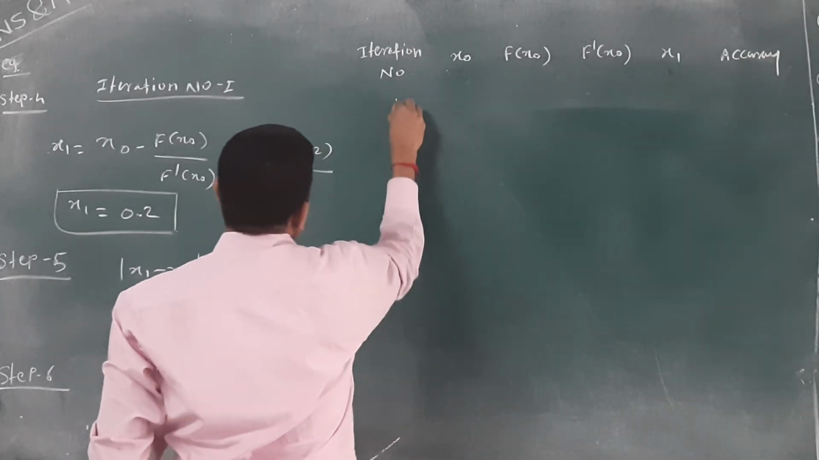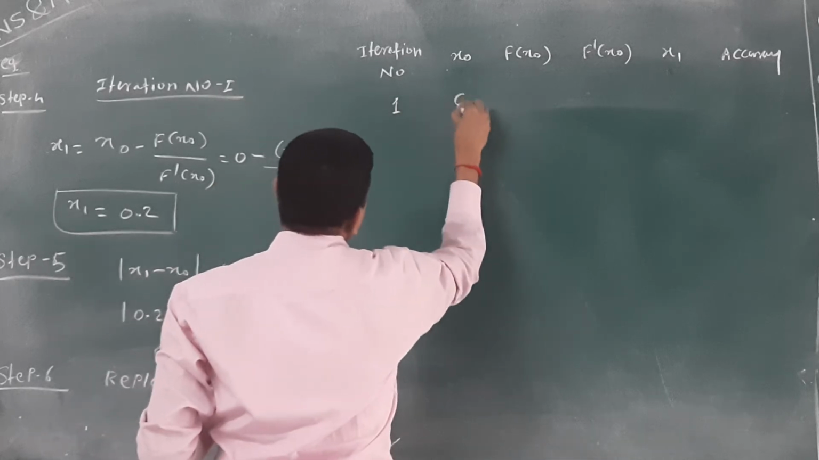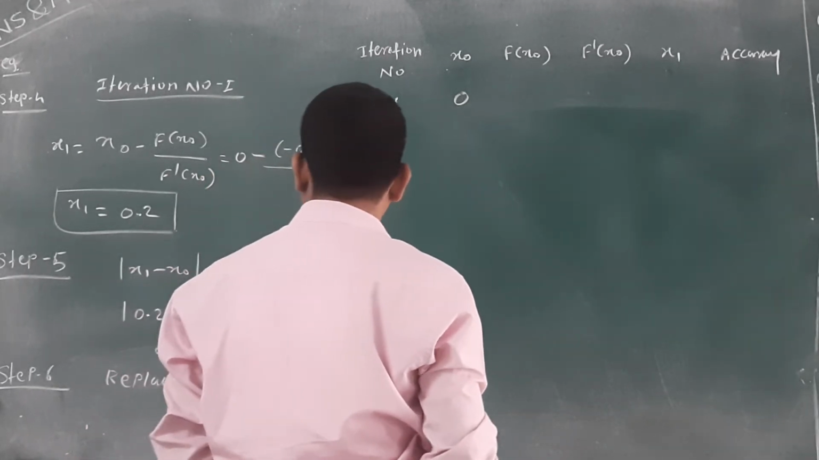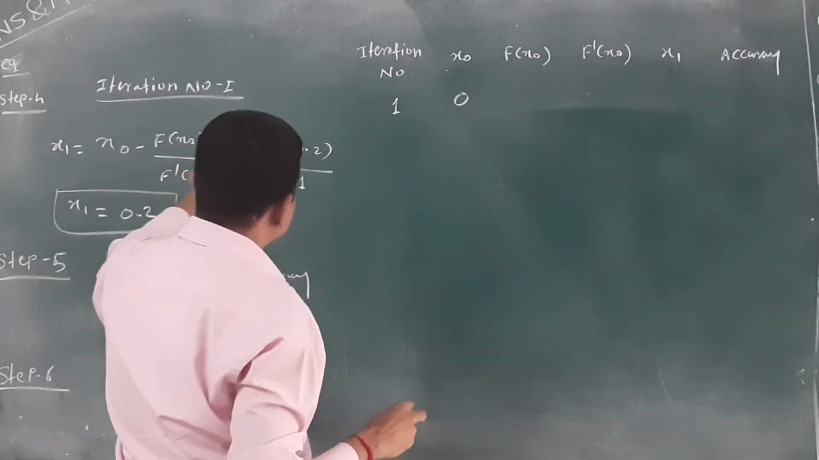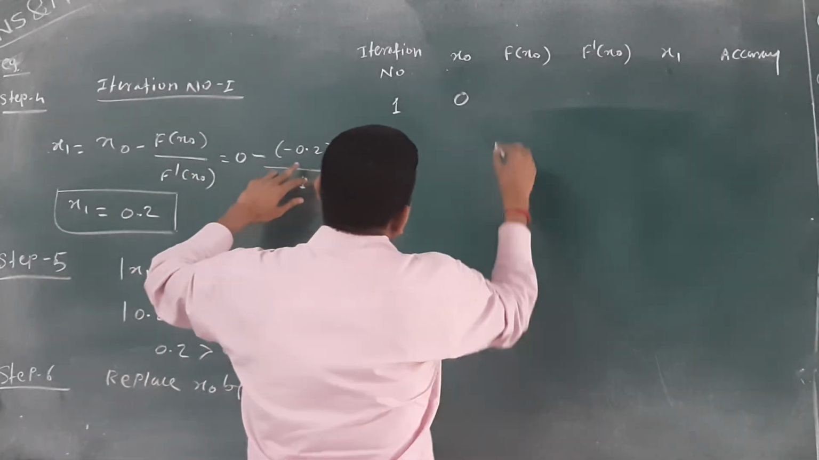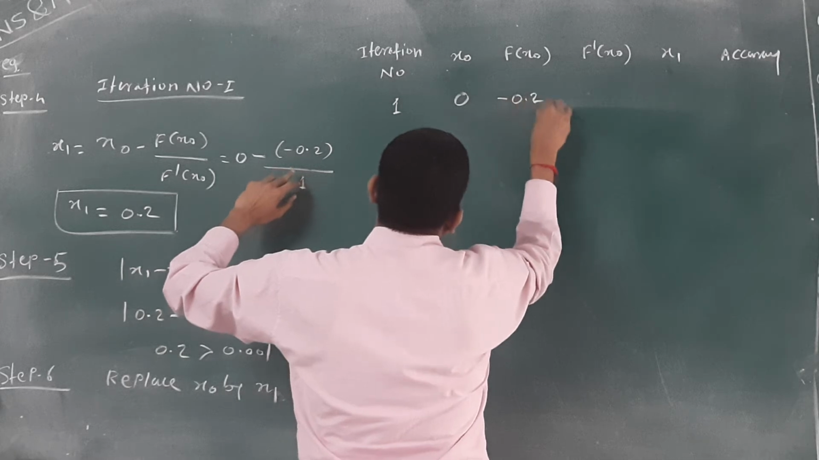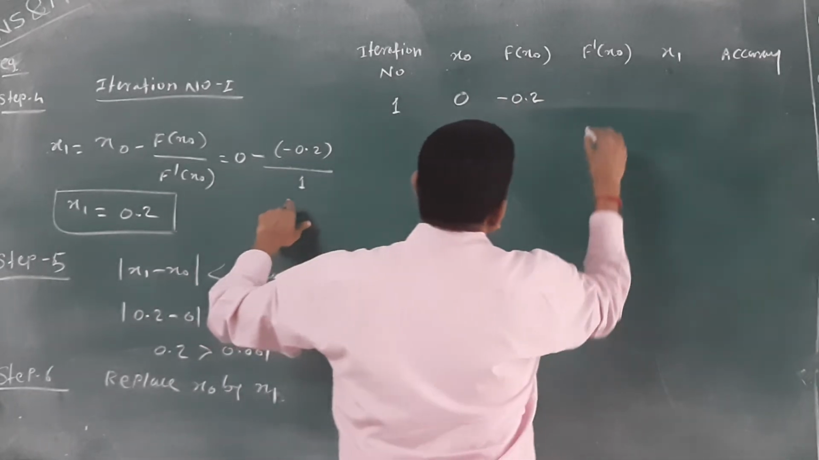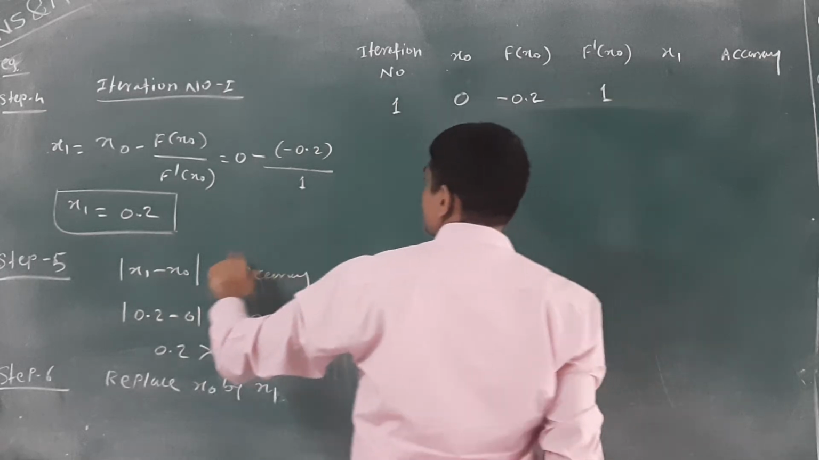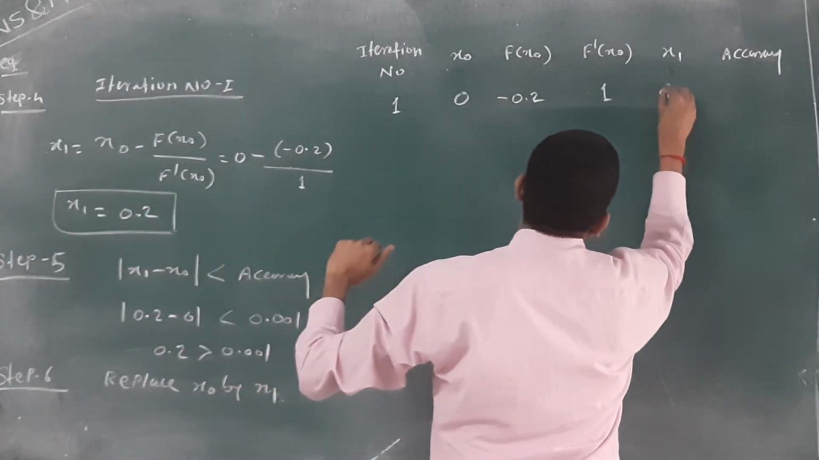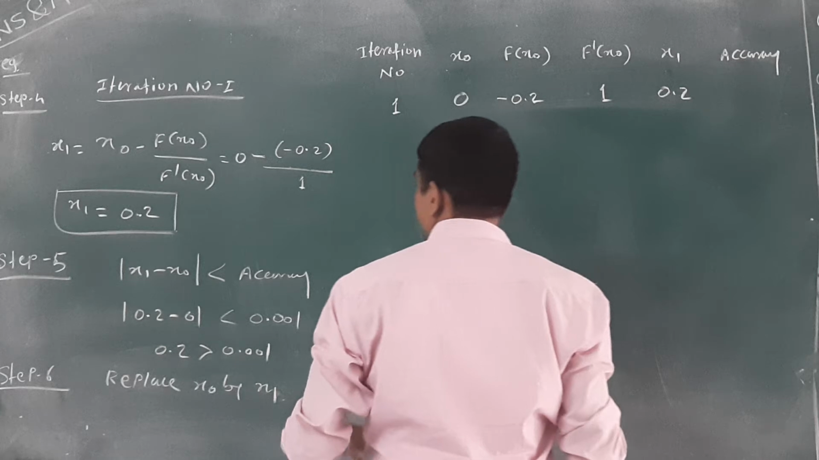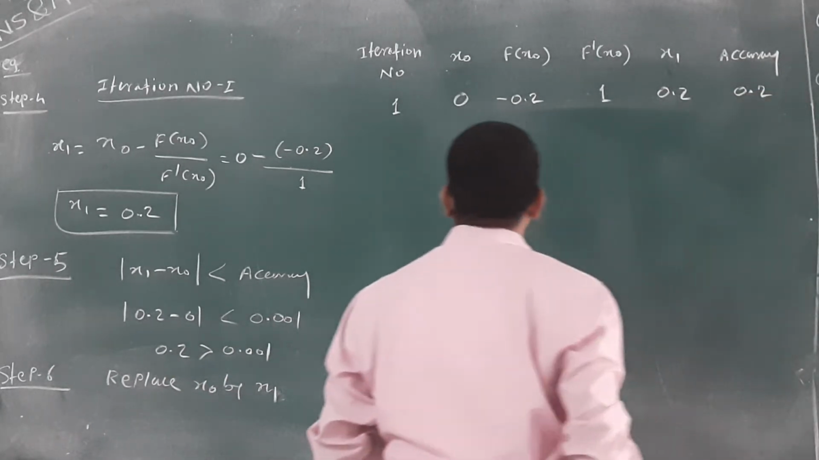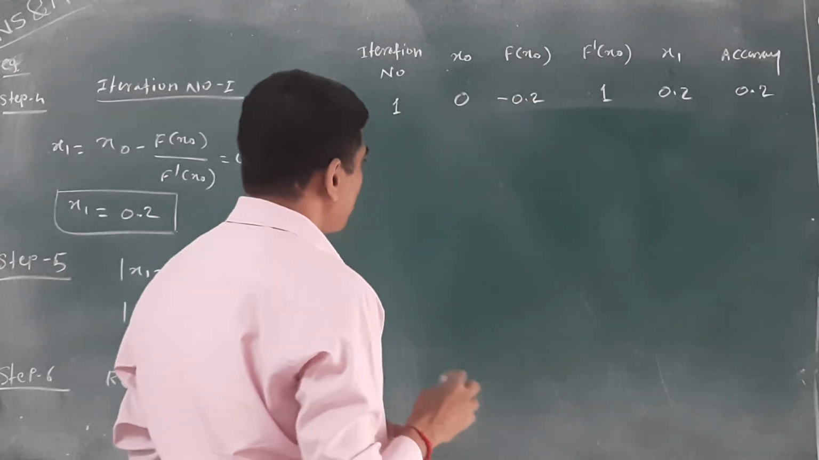First iteration: what is the assumption value? x0, 0 is there. What is f of x0? We have calculated that: f of x0 is equal to minus 0.2. What is f dash of x0? This is 1. What is the x1 value? 0.2 in the first iteration. And the accuracy again is 0.2. Very simple.